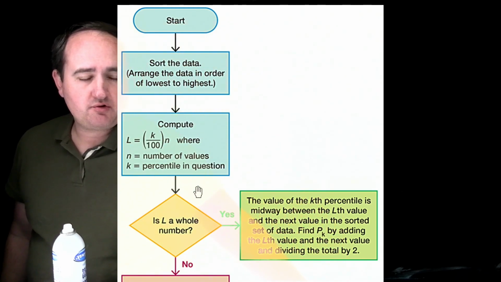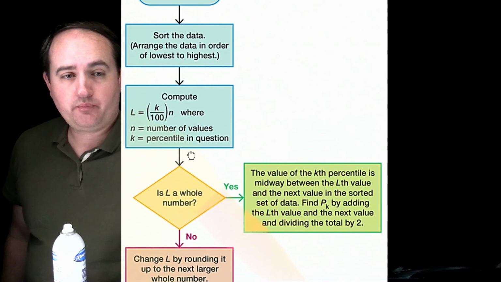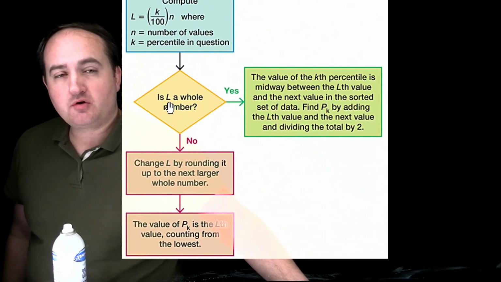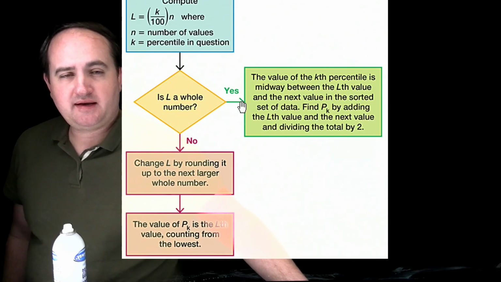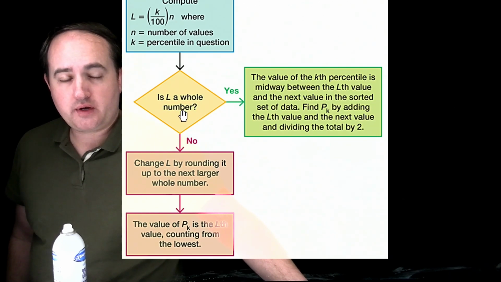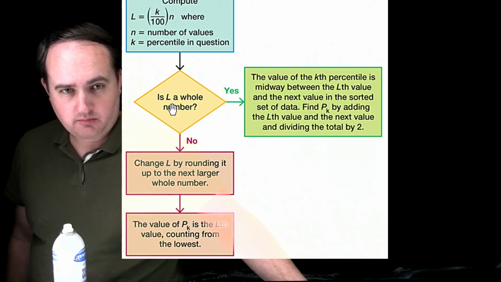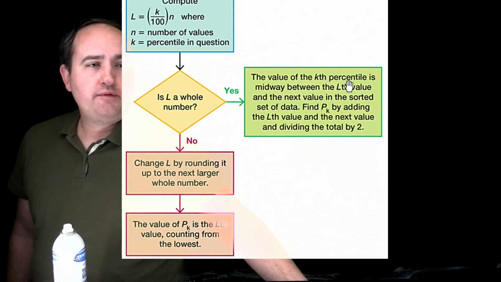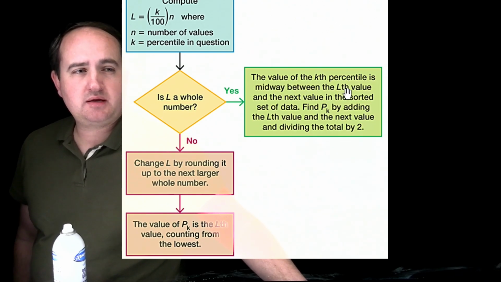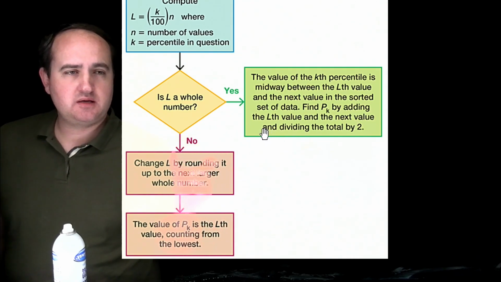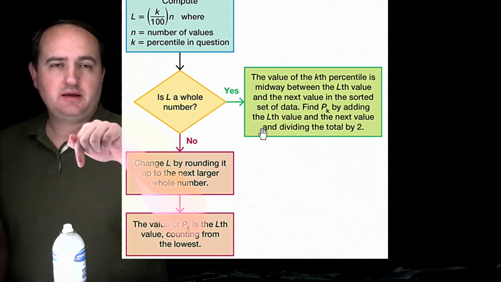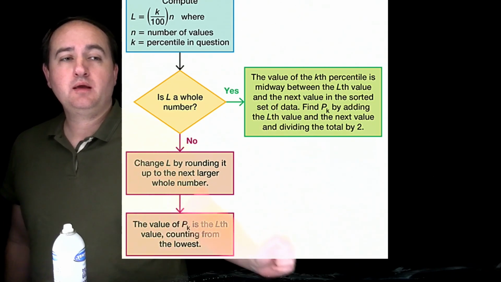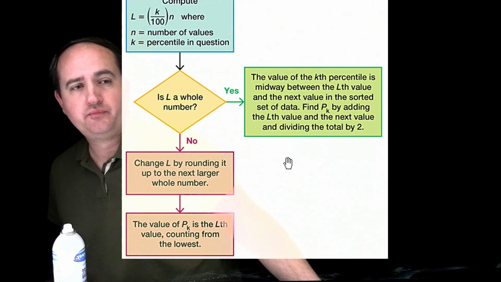After we calculate the locator, we go further down in this flow chart, and based on the locator L, we split into two different cases. If L is a whole number, in other words, it's not a decimal and it's not a fraction, then the value of the percentile is midway between the Lth value and the next value. Basically, you just take the average, or the mean, of the Lth value and the L plus 1th value, and that will give you your percentile as a data value.